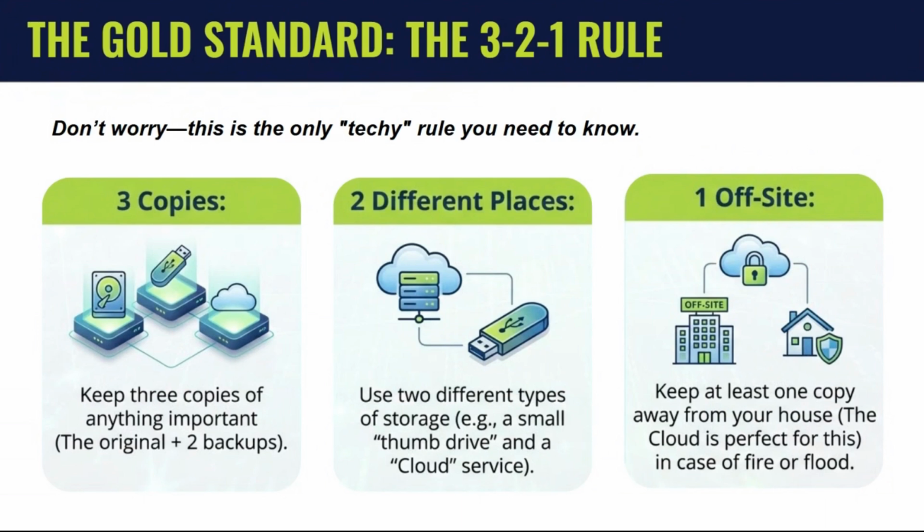We want it saved to 2 different places. For example, an external hard drive or thumb drive and cloud storage, and 1 offsite. Keep at least 1 copy offsite in the cloud to protect against disasters like a fire or flood. If you follow this golden rule, you'll be less likely to lose any important files or information.